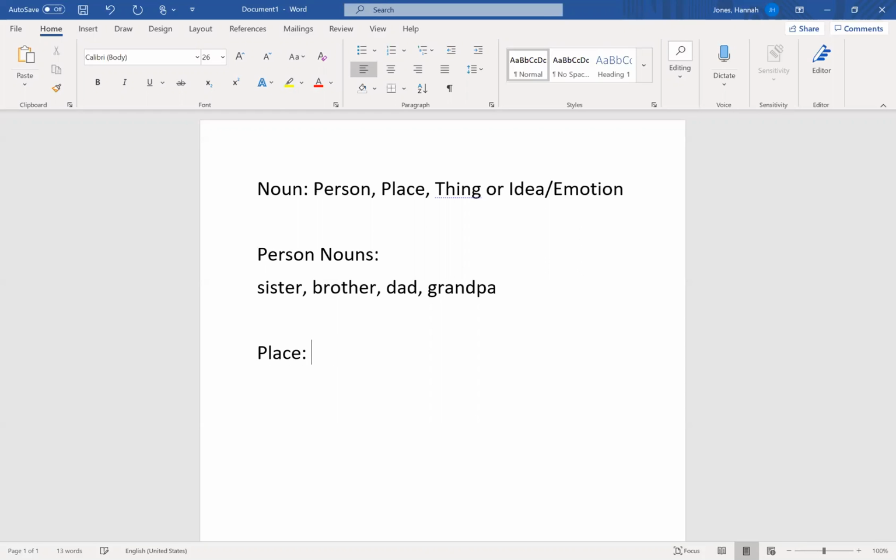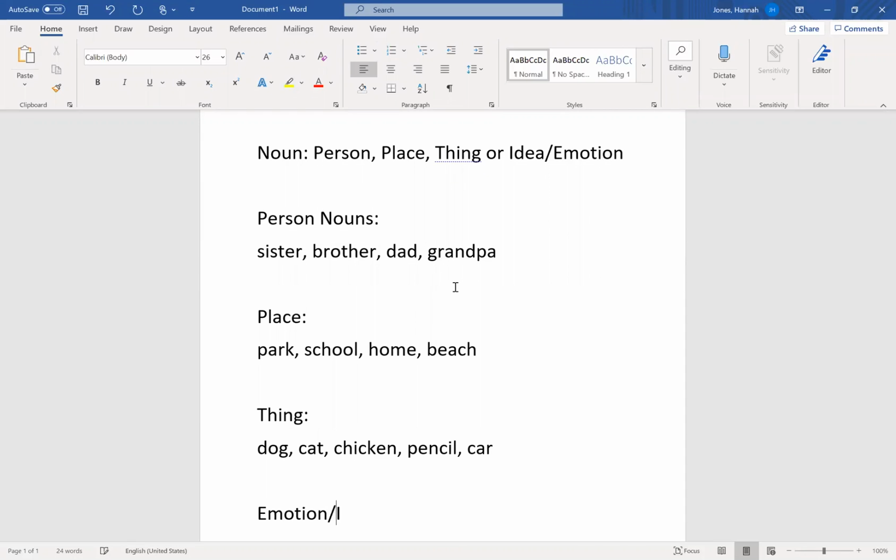Let's do place. Park for this one would work. Again, trying to bother me by making it capital. What's another place? Park, school, home. Okay. Beach. That's a good one. All right. Things. Okay. These are thing nouns. Again, I think dog is special, but we'll put it under thing. Cat, chicken, pencil. And what else? Car. Okay.